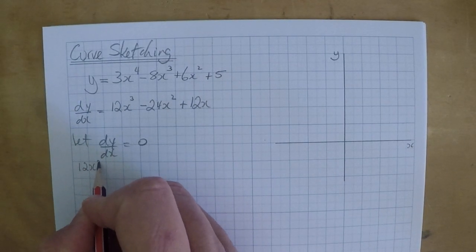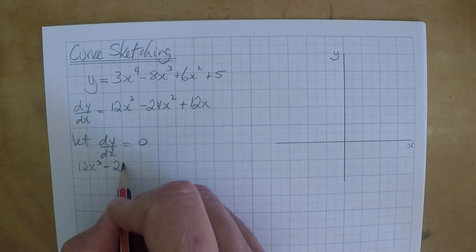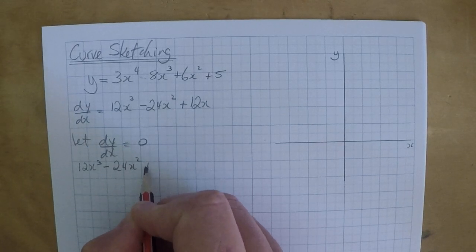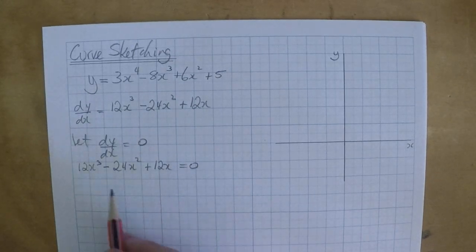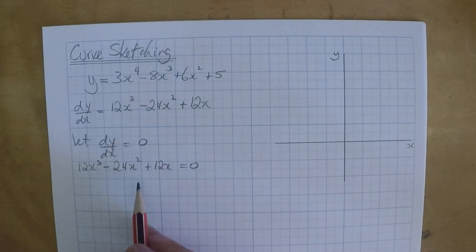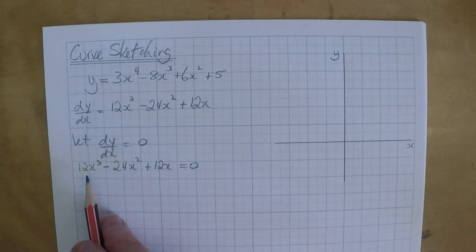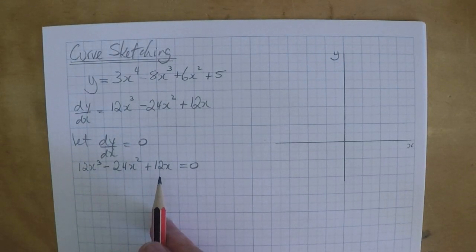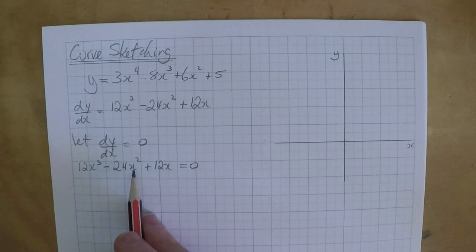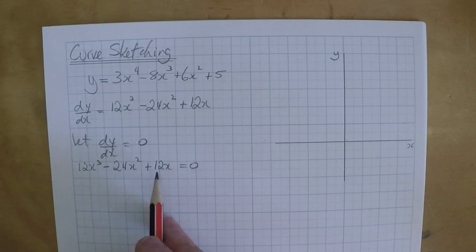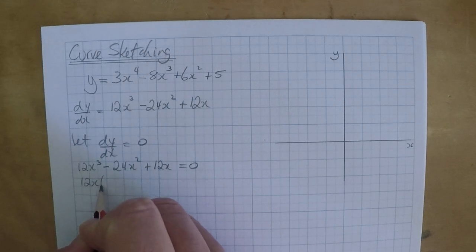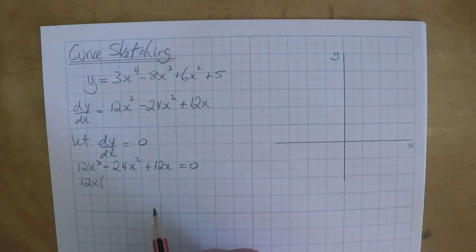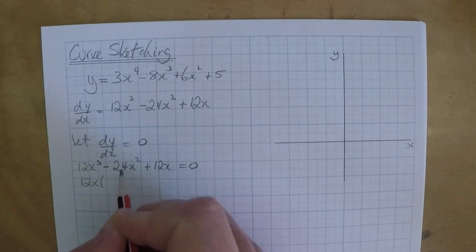12x cubed minus 24x squared plus 12x equals 0. And we have to solve this. At first glance it's a cubic and we think that's a bit hard to solve, but then we notice that there's a common factor of x and a common factor of 12. So the step to solving polynomials, or the general approach, is to factorise.